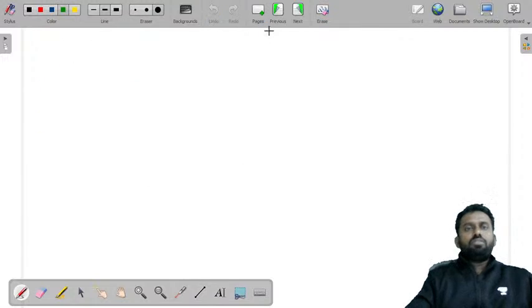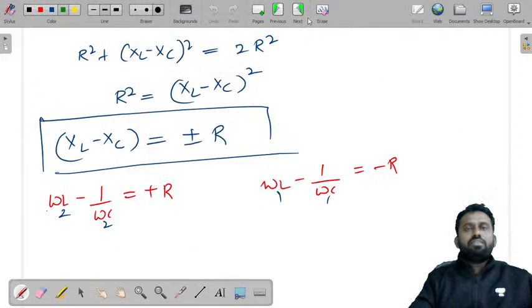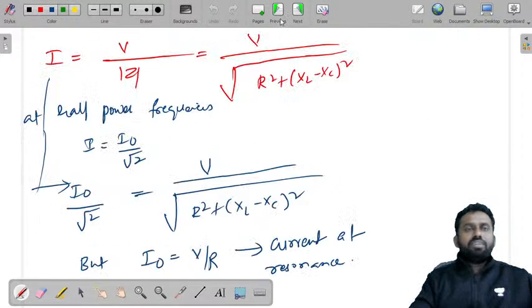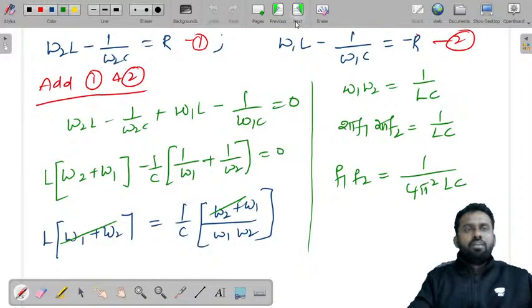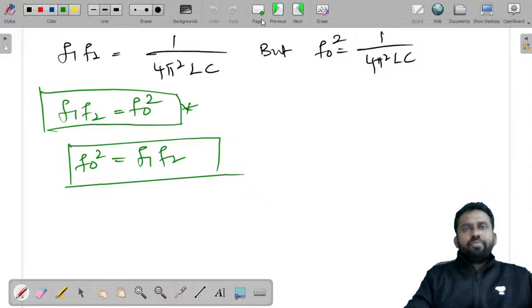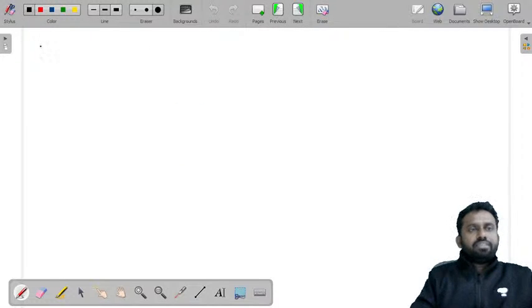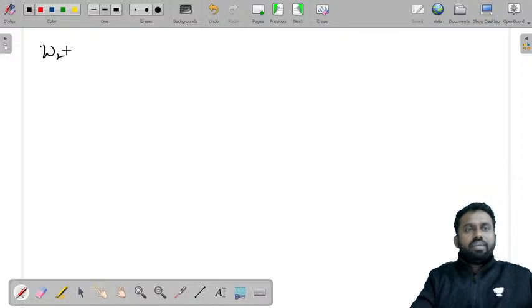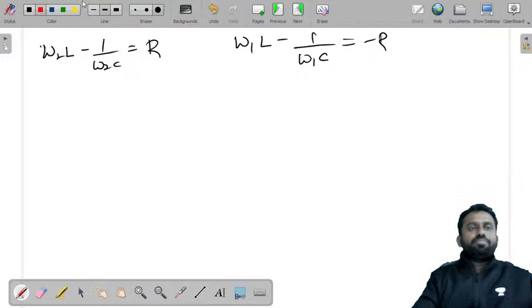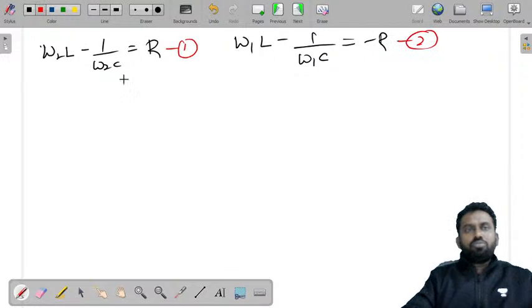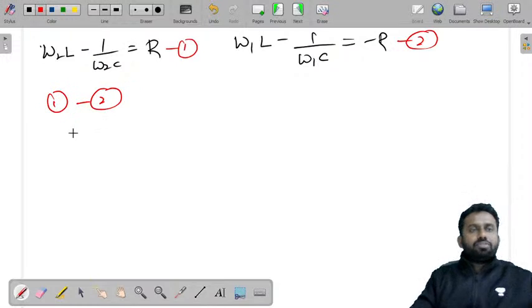Next, in order to derive this we have done this, but actually bandwidth we need to know, so we did not yet do that. So let's try to find that. We know omega 2 L minus 1 by omega 2 C is equal to R, and omega 1 L minus 1 by omega 1 C is equal to minus R. Now subtract these two. Let's take this as 1 and this as 2. Let's take 1 minus 2.